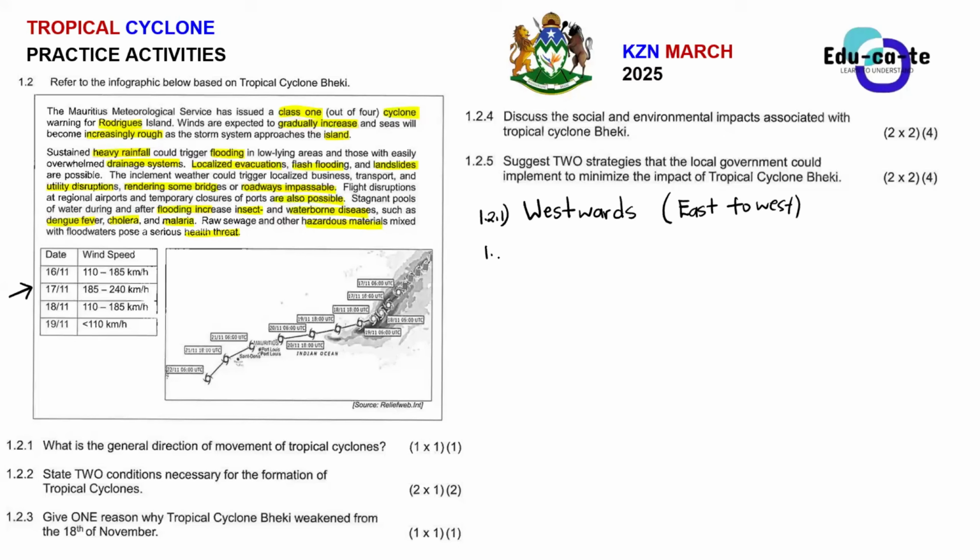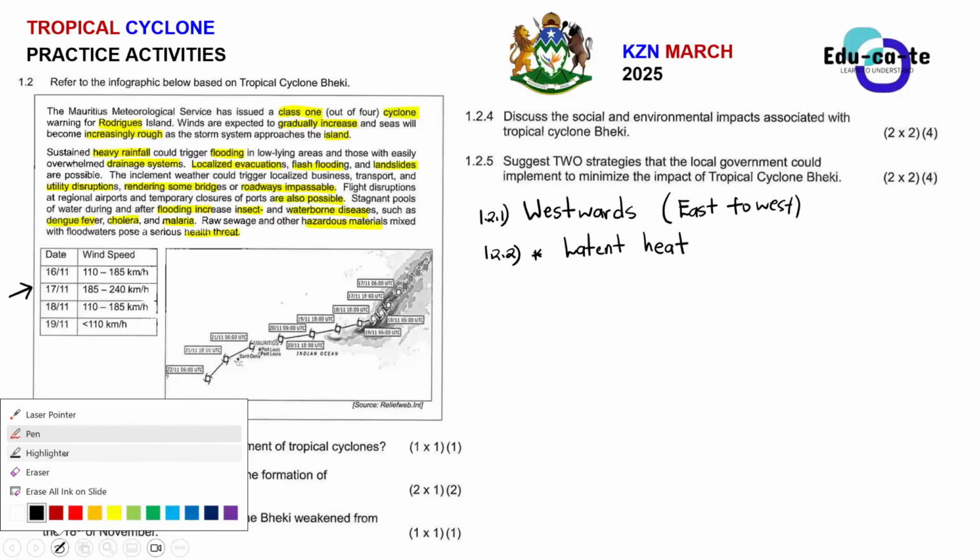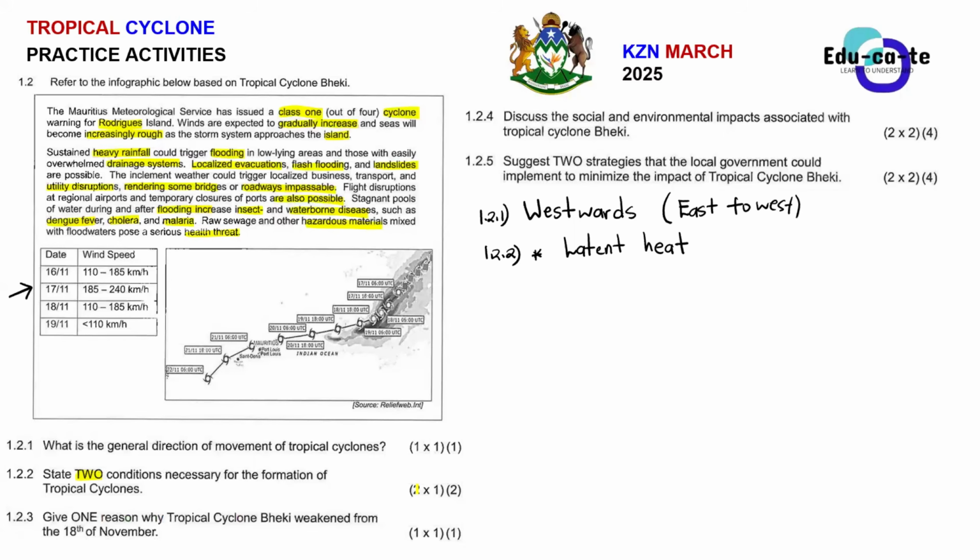And then 1.2.2, state the two conditions that are necessary for the formation of a tropical cyclone. Just two conditions. Let's hear from Trevor. Latent heat, sir. We need latent heat. Yes, that's a condition. Just stating it. They didn't say explain it. Because you look at the mark allocation again, guys, this is 2 points for 1 mark each. So you're just stating. Okay. What is the other condition needed for the formation of a tropical cyclone? High moisture. Yes, we need warm, moist air. We need warm, moist air.